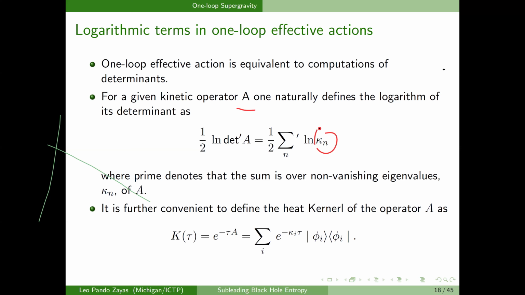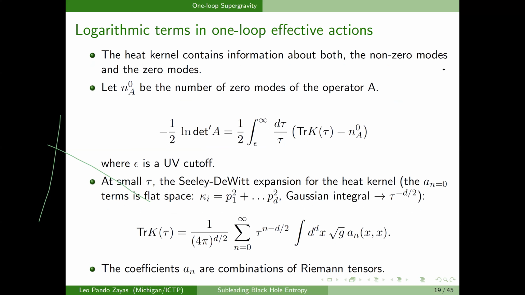So a clean and convenient way to define the determinant of an operator is to use the heat kernel, which I define formally like this here. So this is the operator, and this is some eigenbasis. Now the heat kernel contains information, and this is a subtlety, about both the zero and non-zero modes. So what we need to do to compute the determinant that I'm after is to use the heat kernel, but subtract the number of zero modes.